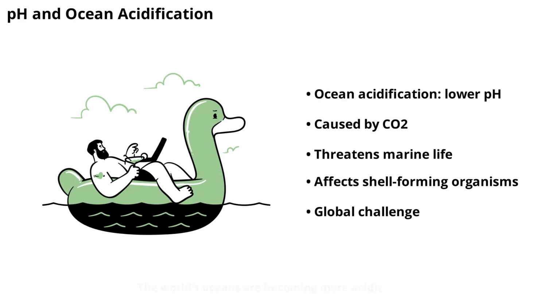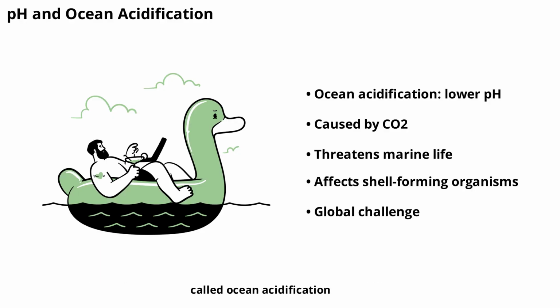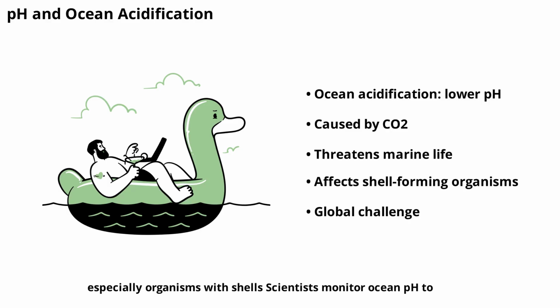The world's oceans are becoming more acidic due to increased carbon dioxide in the atmosphere. This process, called ocean acidification, lowers the pH of seawater and threatens marine life, especially organisms with shells. Scientists monitor ocean pH to understand and address this global challenge.